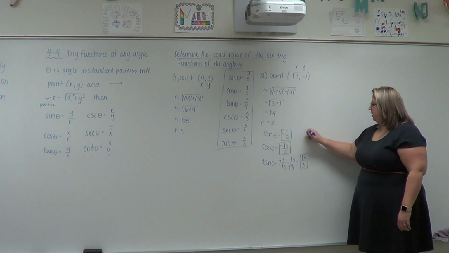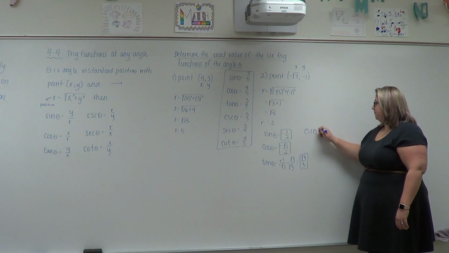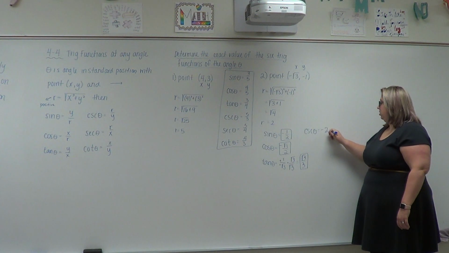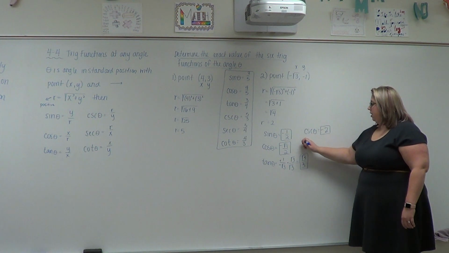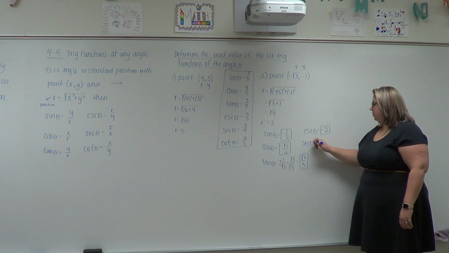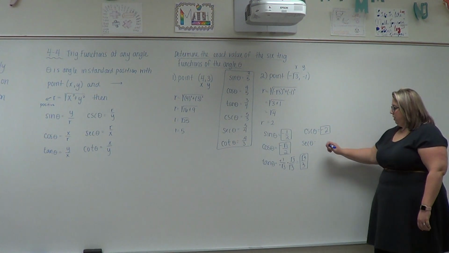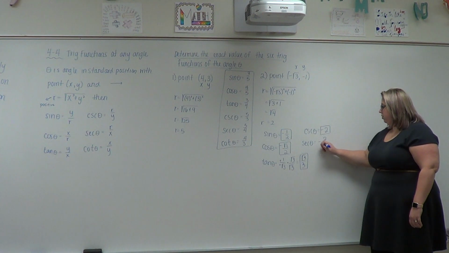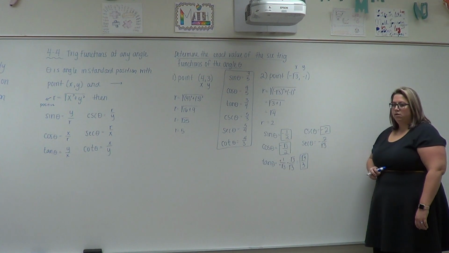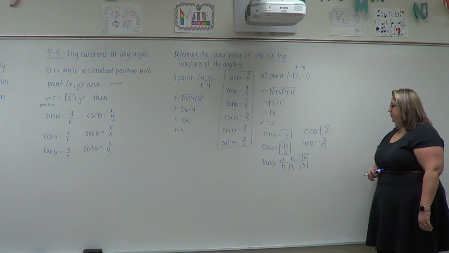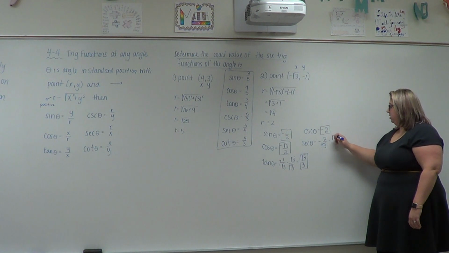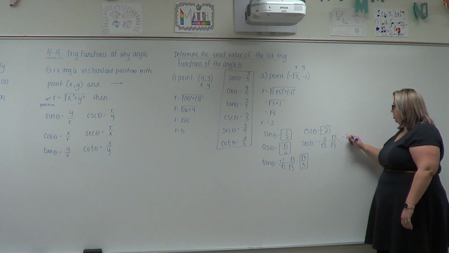Okay, what about cosecant? It's the reciprocal of sine. Negative 2, good. Then secant. That's the reciprocal of cosine. So it'd be negative 2 over square root of 3. And then what do I have to do? Rationalize it, good. So this would be negative 2 square root of 3 over 3.